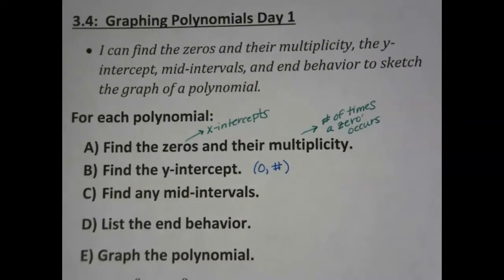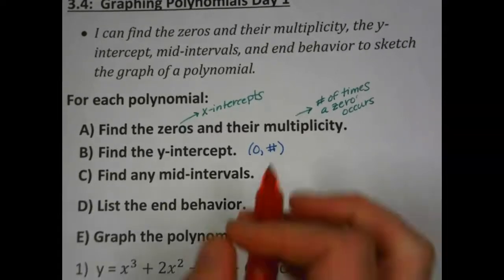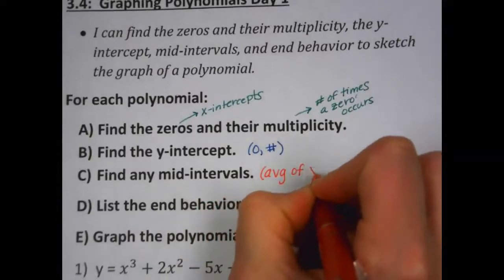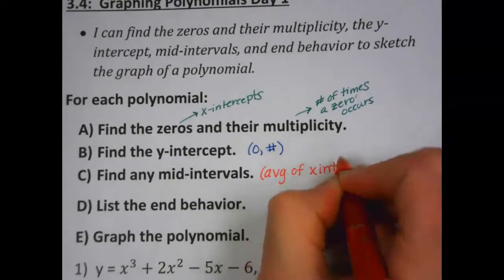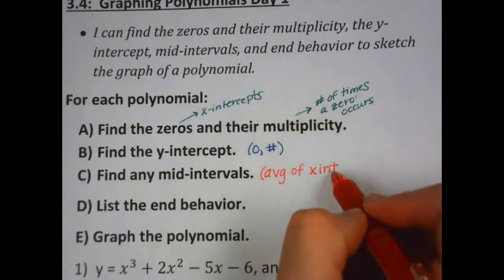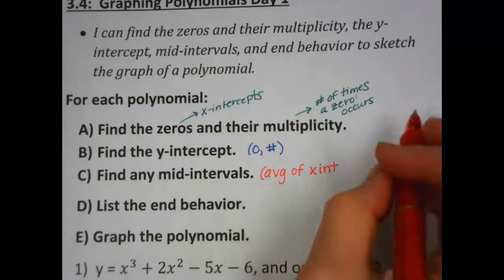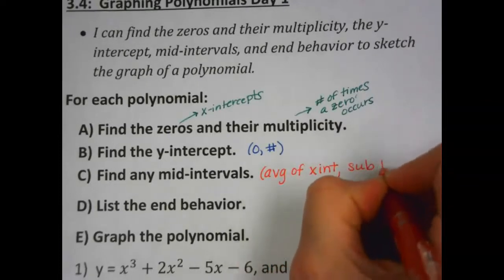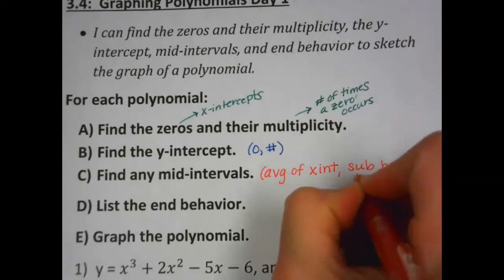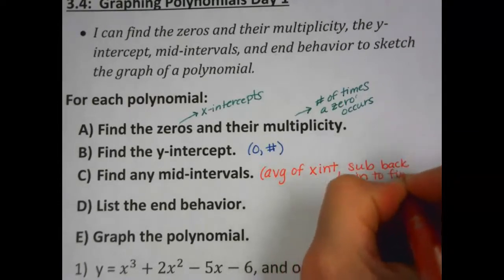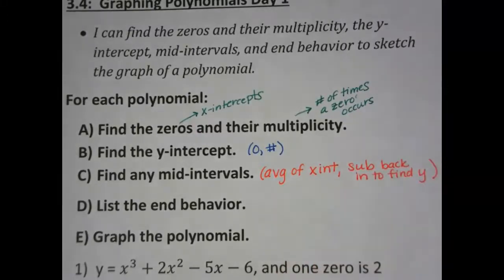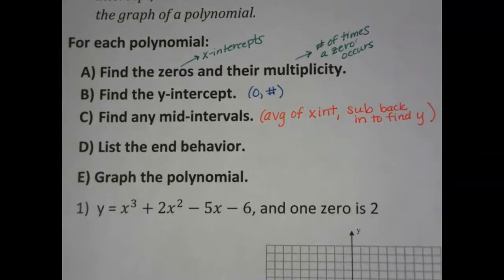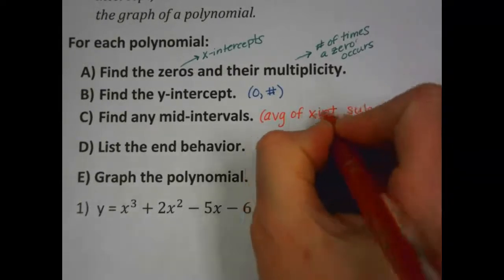Mid-intervals are going to be new. We haven't done those yet. But mid-intervals is when we were taking the average of the X-intercepts. Okay, so whatever we found up here for these X-intercepts, we're going to take the average of them when they're in consecutive order to get our X value, and then we substitute back in to find Y. People always ask me again about mid-intervals and how to find them, so definitely write that part down. I think people skip over how to do the mid-intervals.